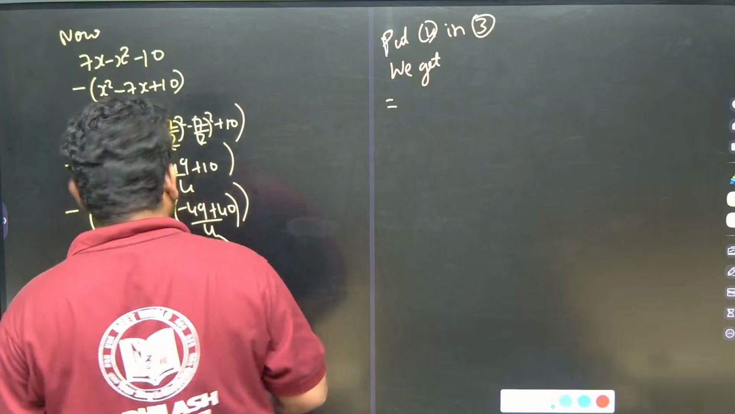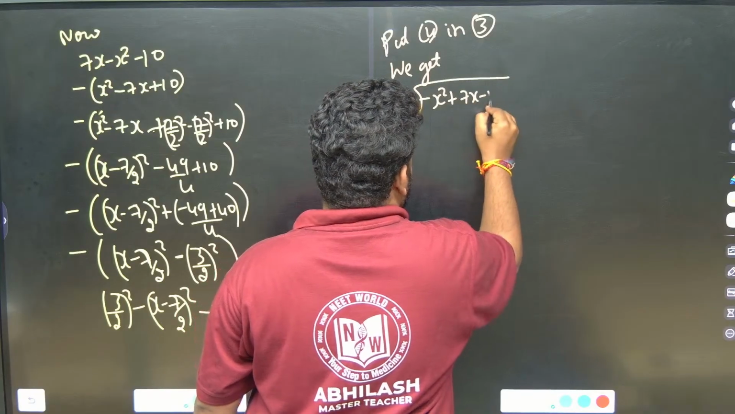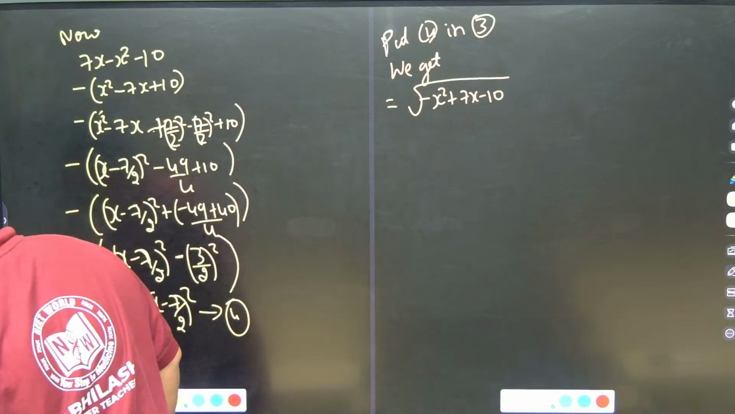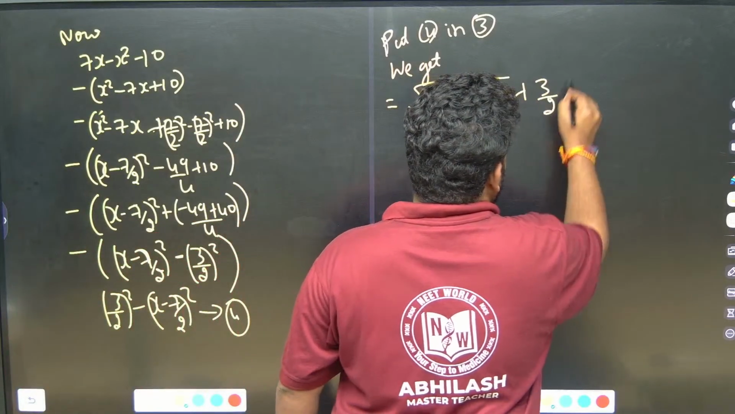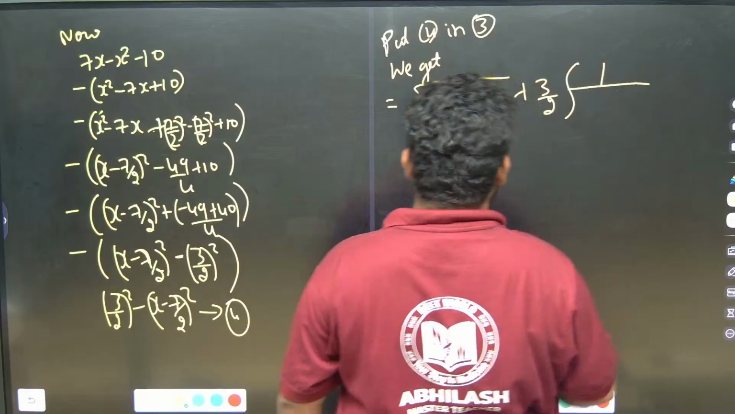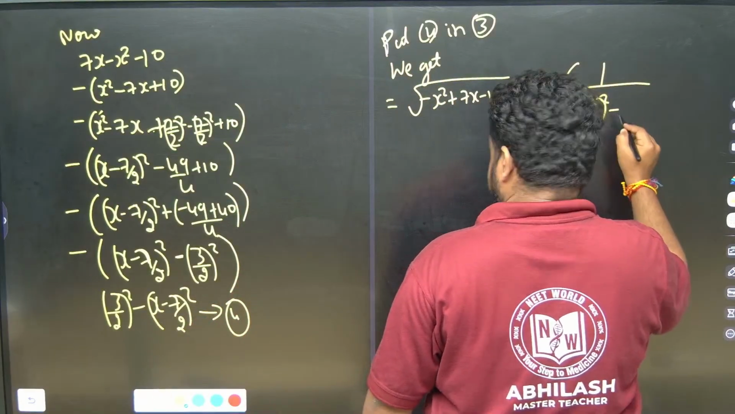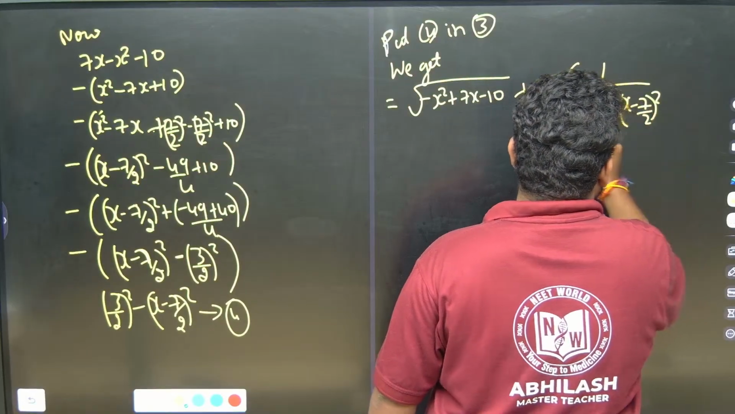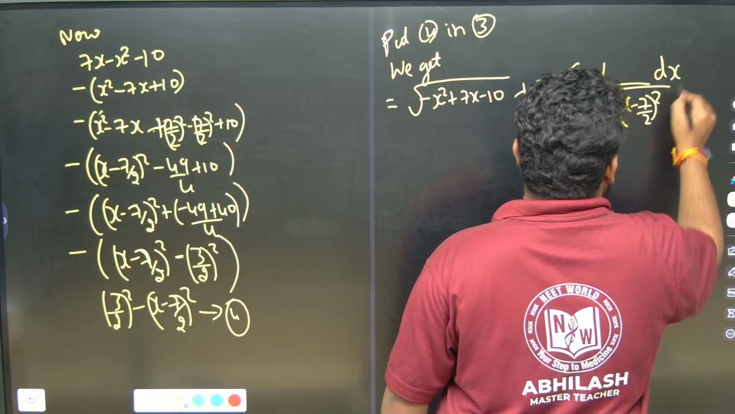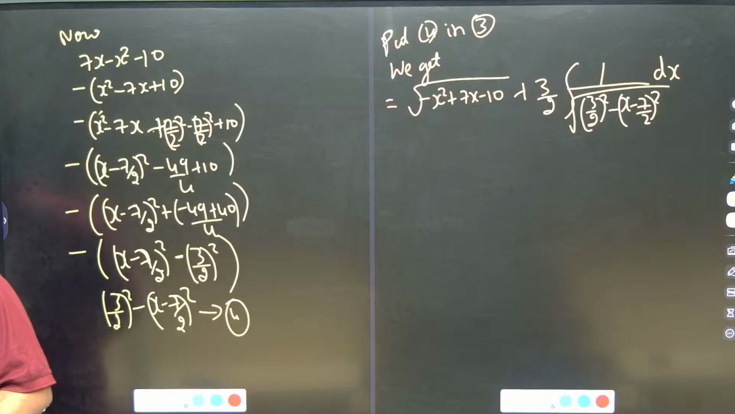This will be minus x square plus 7x minus 10, minus x square minus 7x minus 10, plus 3 by 2 into integral of 1 by square root of (3 by 2) whole square minus (x minus 7 by 2) whole square dx. Okay, this is what we have. These are of which form, friends? Observe carefully, these are of which form?